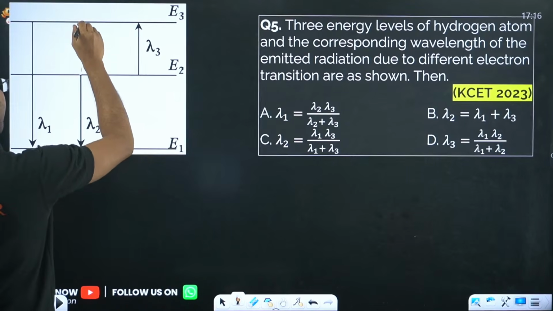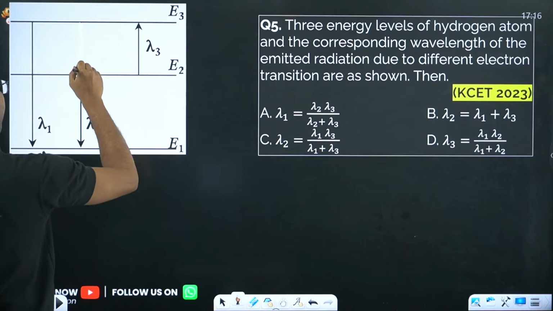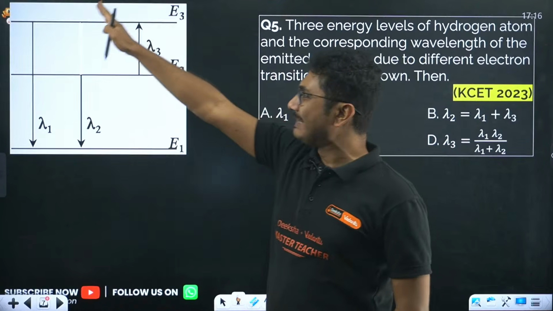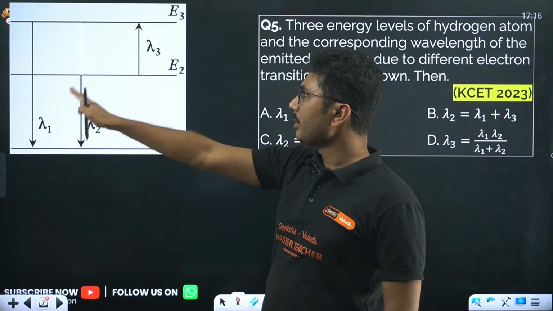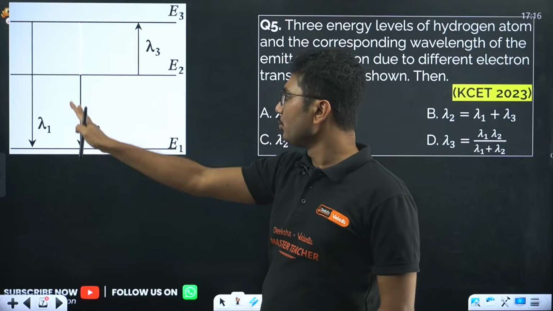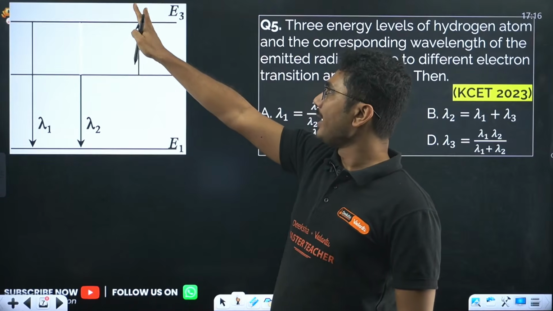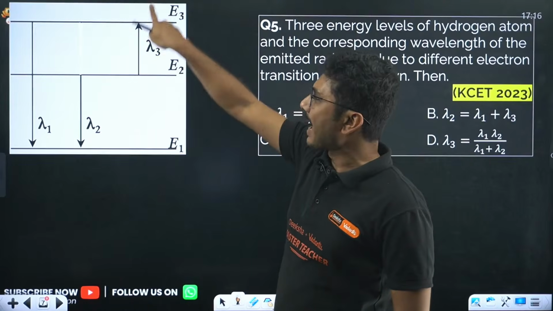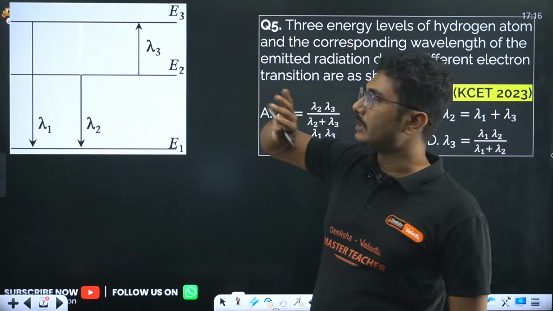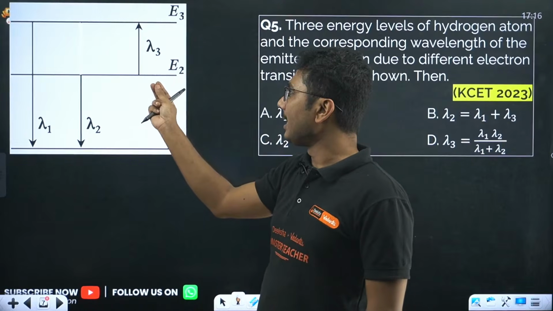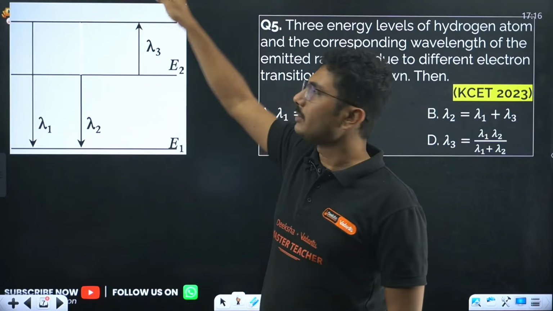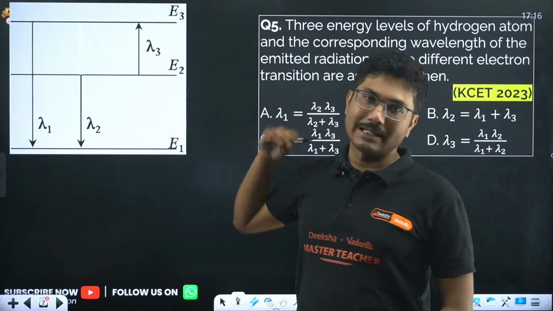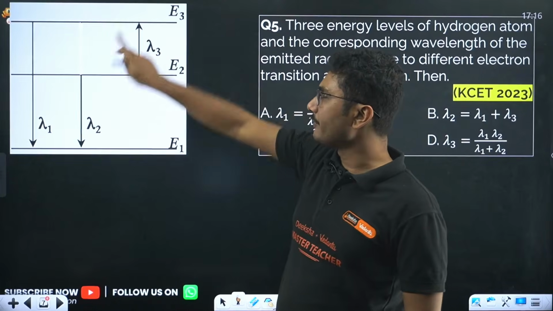So when the electron jumps from E3 to E1 it is lambda 1, when it jumps from E2 to E1 it is lambda 2, when it jumps from E3 to E2 it is lambda 3. The arrow does not have any significance, because whether it is taking light and going to higher level, or going from higher to lower, it is the same wavelength. So this arrow has no significance.